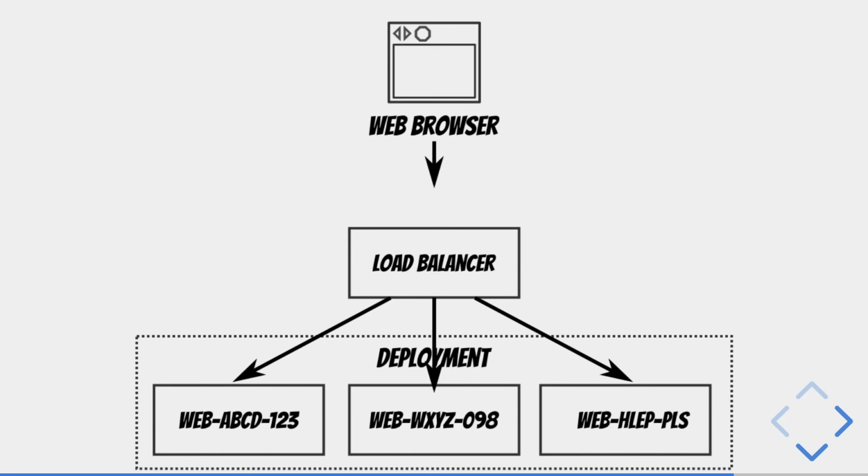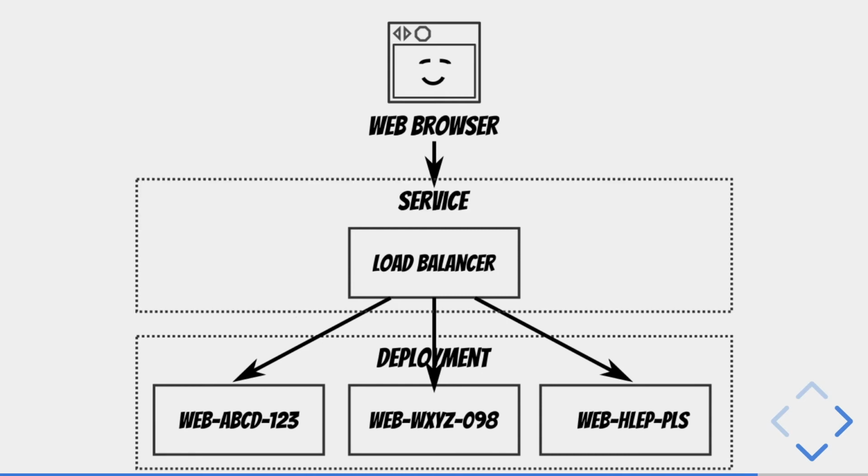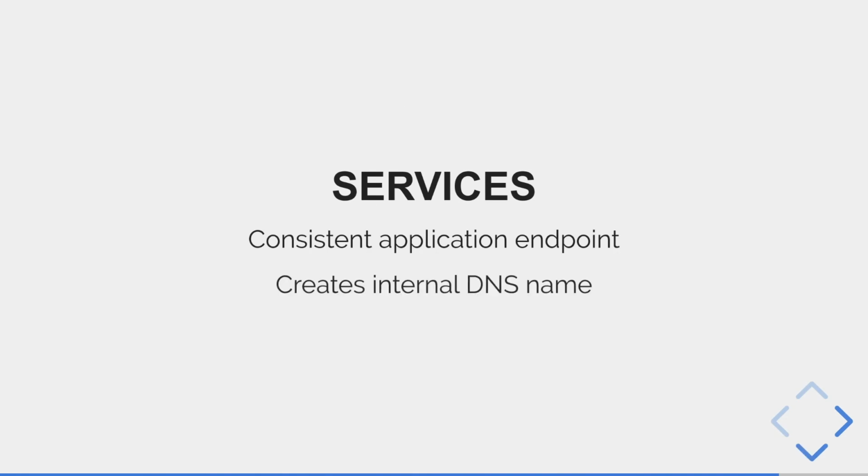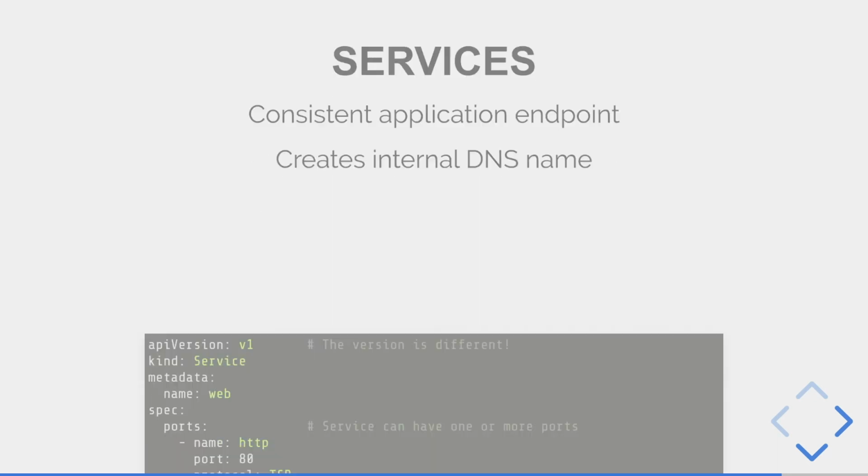So that's pretty great. That will make our browser nice and happy because we have a single point of entry. This load balancer is defined in Kubernetes as a service. So services are consistent application endpoints. Every time you define one, it creates an internal DNS name that is known cluster-wide. Here's what a service looks like.